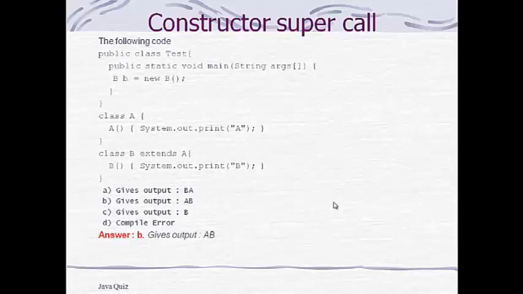Answer is AB. So when we call constructor B, this in turn calls super, that is A, first before printing. That means it will call this, it will print A, then it will print B. So that is why it is AB.